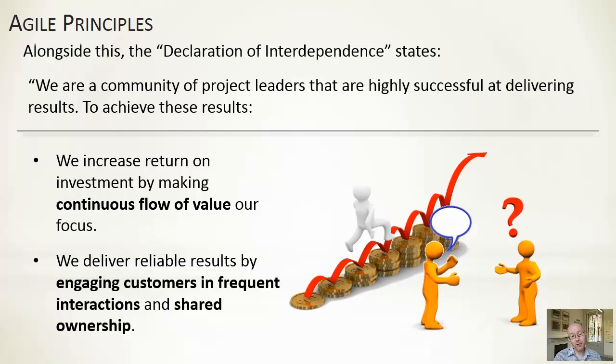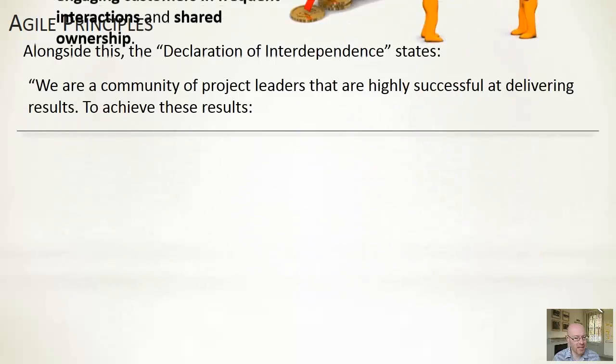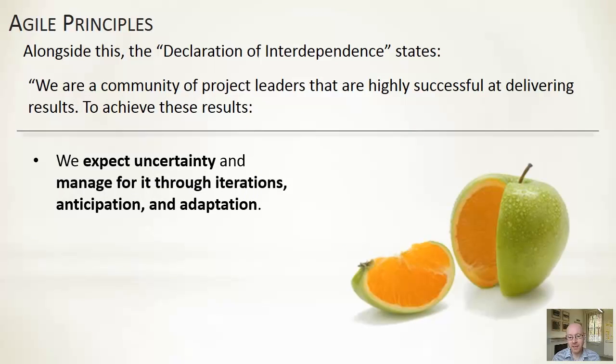We expect uncertainty and manage it through iterations, anticipation, and adaptation. So again, it says that we live in an uncertain world. Uncertainty is going to happen, and really, iterations, anticipation, adaptation. Basically, it says that you chop things up into smaller chunks. Whenever something happens, you adapt to it, and you expect change to occur. And really, that sort of mindset is all that's needed.